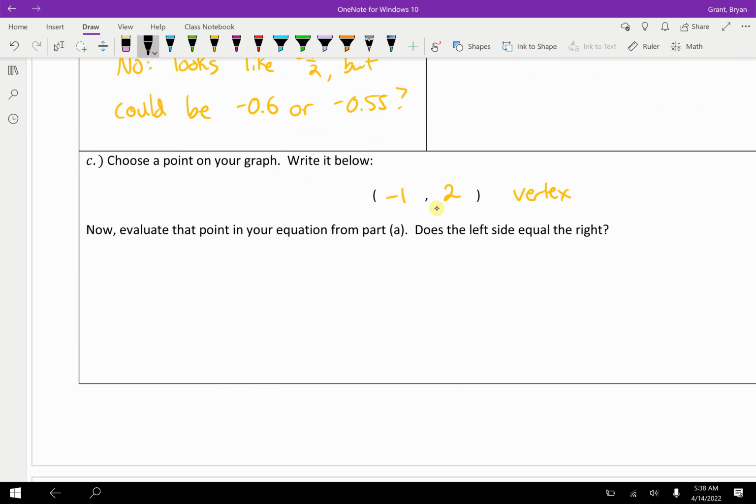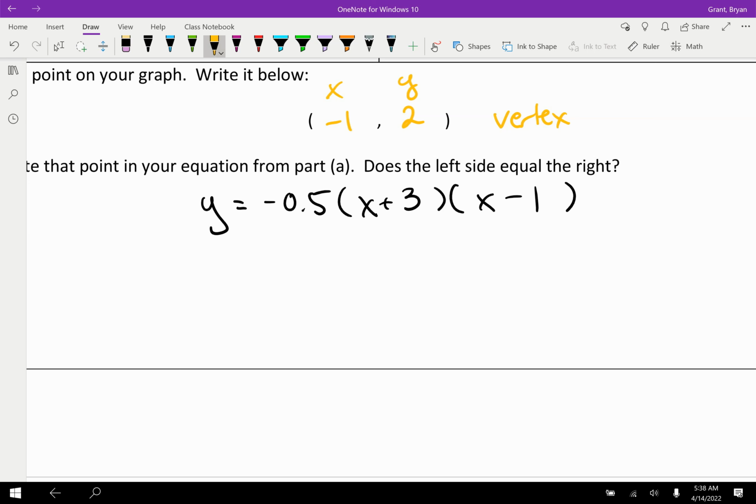Now, we're going to take this vertex and substitute it into our intercept form equation. So I'm going to rewrite the intercept form equation down below. We had y equals negative 0.5, and then two sets of parentheses, and I'll double check those right now. It's x plus 3 and x minus 1. As we go through here, we're going to replace all the x's with negative 1 and all the y's with positive 2. So the y is 2, negative 0.5, and then the x's need to be replaced with negative 1.